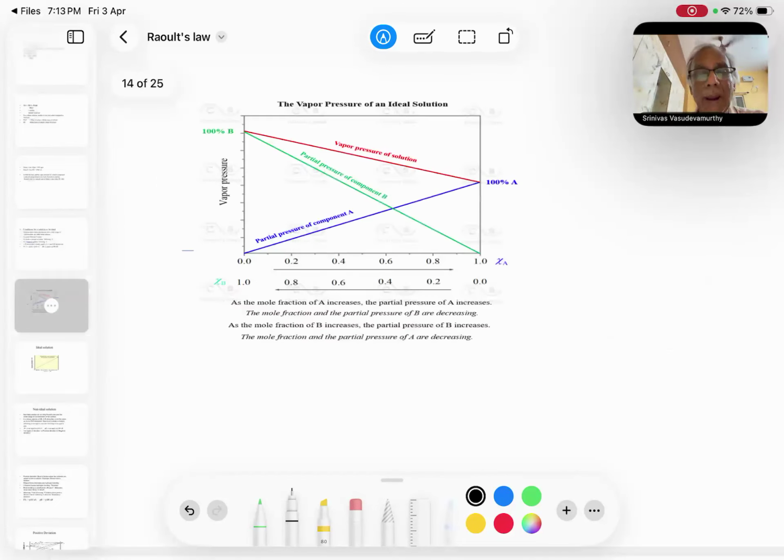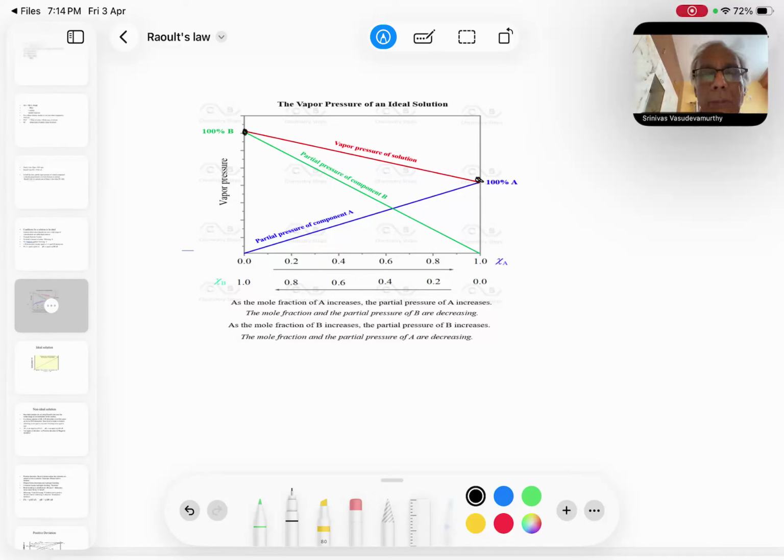Now let us see an ideal solution. Two solvents A and B are taken. They form a solution AB. No bond is made or broken. We are talking about hydrogen bonds: no hydrogen bond is made or broken here. X-axis, mole fraction; Y-axis, vapor pressure. At the left extreme, the mole fraction of B is 1, and the Y-axis value is P naught B. At the right extreme, the mole fraction of A is 1, and the Y-axis value is P naught A.